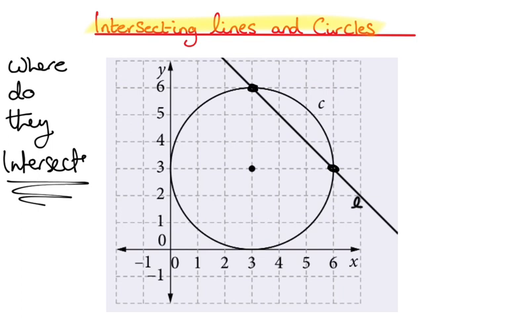The first one here, if I'm looking at it, is out 6 and up 3. So 6, 3. 6 on the X, 3 on the Y. That's where that point is. And this other one up here is out 3 and up 6. So that's very easy. The line and the circle intersect at the points 3, 6 and 6, 3. That's very easy to read off.